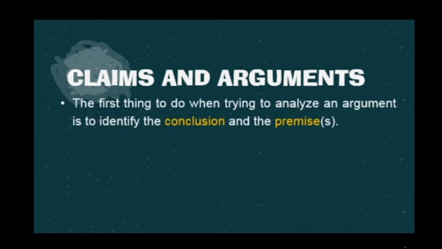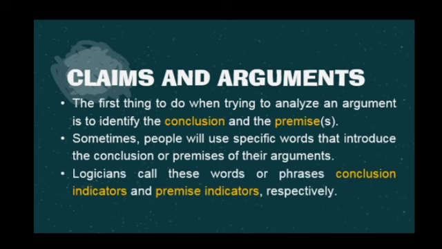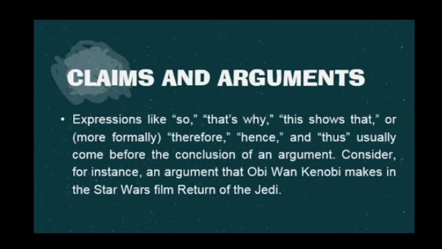Well, the first thing to do when trying to analyze an argument is to identify the conclusion and the premise or premises. Sometimes people will use specific words that introduce the conclusion or premises of their arguments. So watch out for these clues. Logicians call these words or phrases conclusion indicators and premise indicators, respectively. And expressions like so, that's why, this shows that, or more formally, therefore, hence, and thus, usually come before the conclusion of an argument.